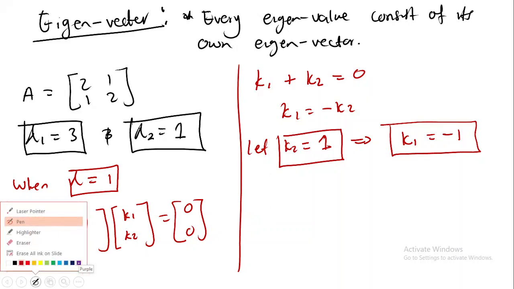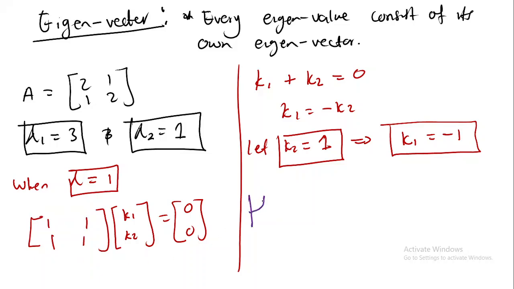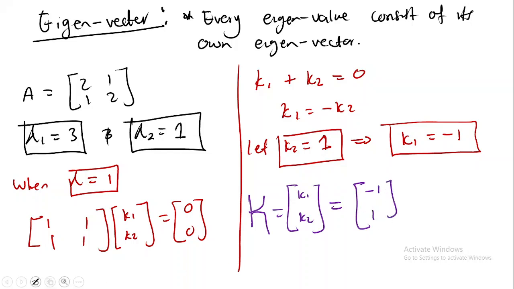How are we going to write our eigenvector? To represent this using an eigenvector, we're going to have our capital letter K, which is equals to K1 and K2, which can be written as K1 is minus 1, and K2 is 1. So basically your eigenvector is K, which is equals to minus 1 and 1. And this is how you get your eigenvector using your eigenvalues.